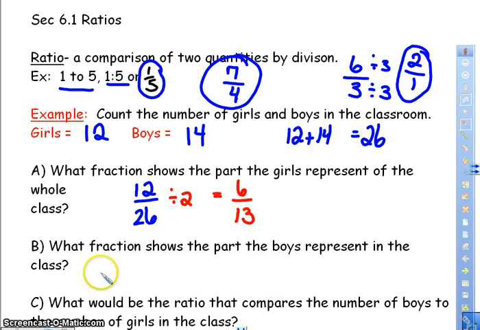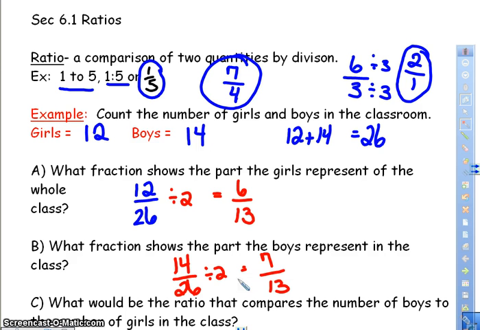What fraction shows the part the boys represent? So there are 14 boys out of 26 total. And once again, we're going to simplify. So you get 7/13. This means that there are 7 boys for every 13 classmates.